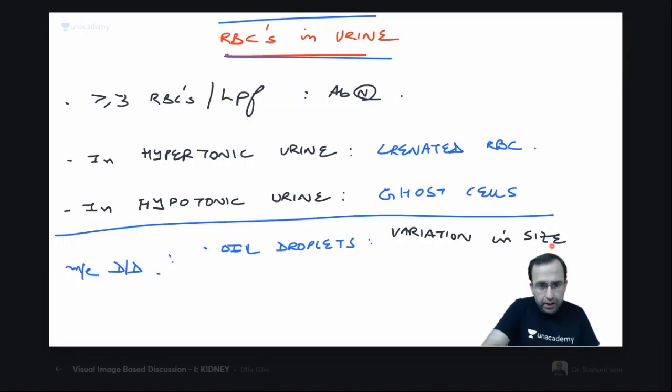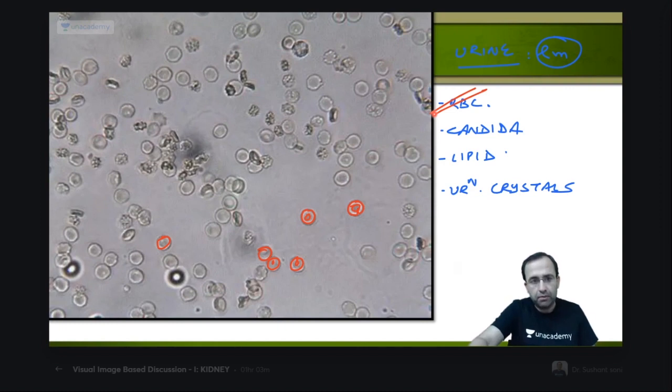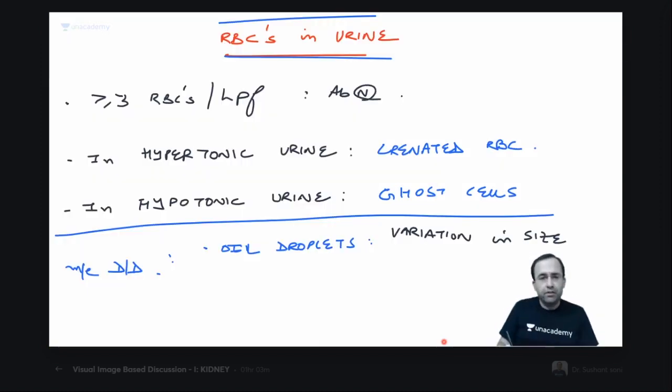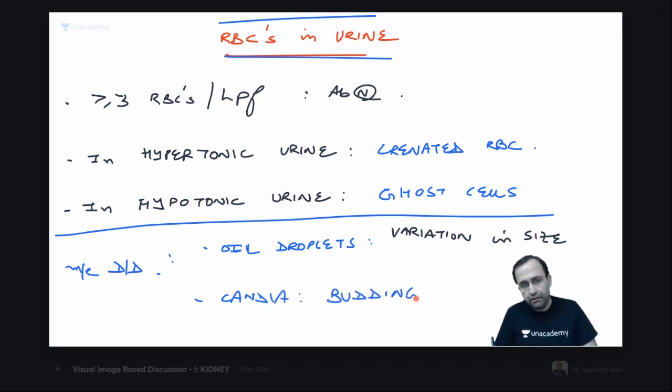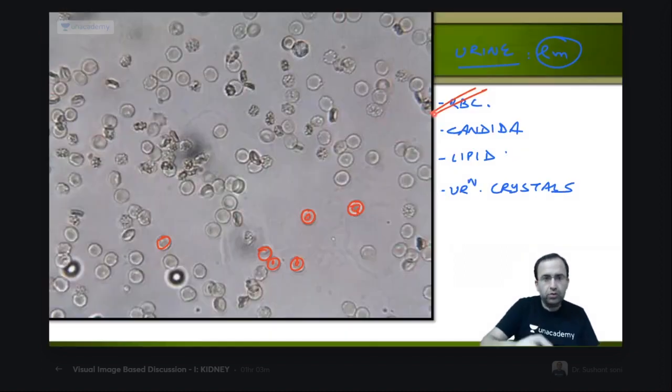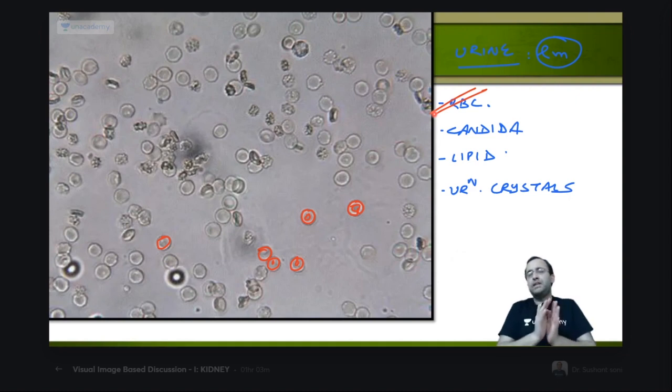Next point, let me see if I have an image of an oil droplet with me. No, I do not. I'll show it to you the next time. Not to worry. It shows variation in size, versus yeast forms or Candida, which will show the presence of budding yeast. I'll show it to you. So this was RBC.